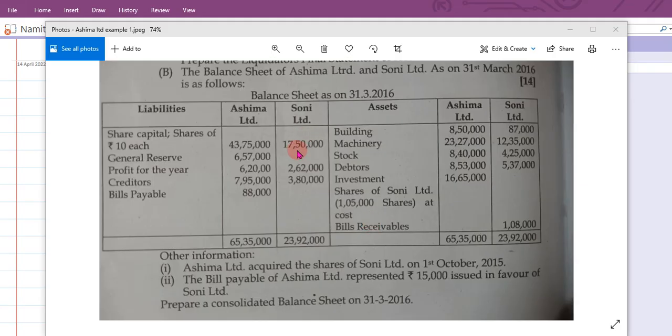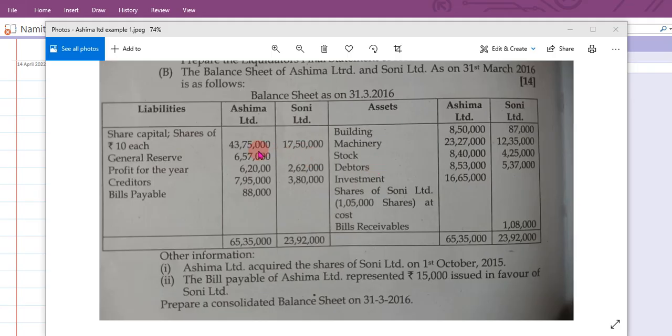Now Sony Limited is a subsidiary company. So what is Sony Limited's share capital? 17,50,000. So this is the amount of shares. We don't know the number of shares. We just know that one share is of 10 rupees, and for that we need to find the number of shares.